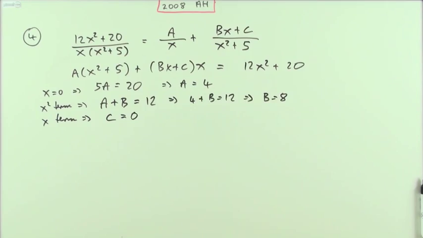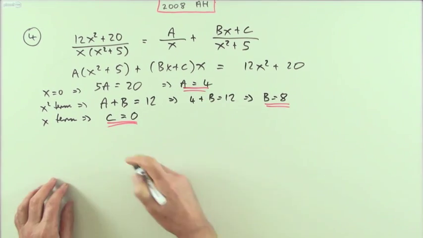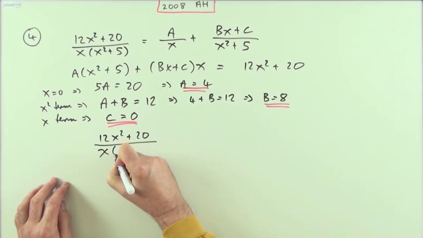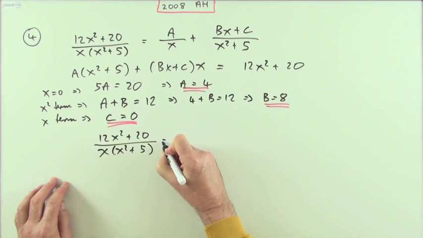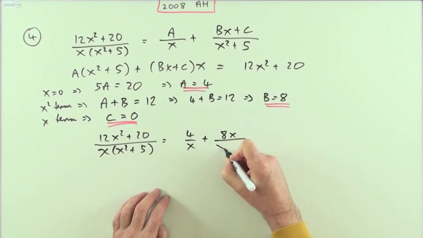A is 4, B is 8, C is 0. So that 12x squared plus 20 over x times x squared plus 5 is equal to 4 over x, and that just leaves the 8x over the x squared plus 5.